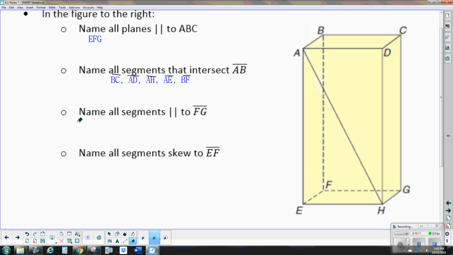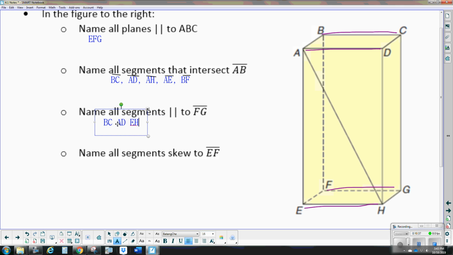Then it says name all segments parallel to FG. Well, let's find FG first. We want all segments that are parallel to FG. So that would be EH, AD, and BC. BC, AD, EH. Those are all parallel to FG.